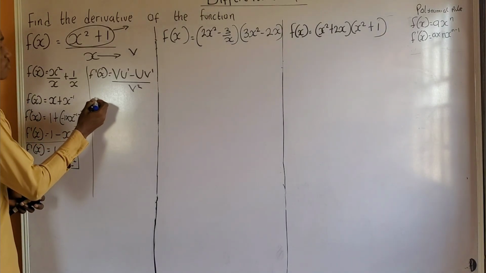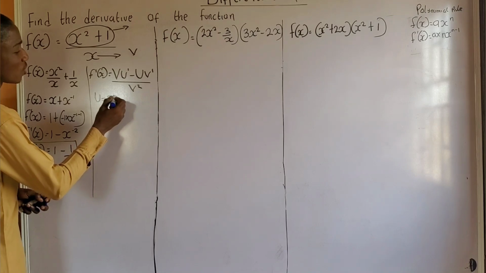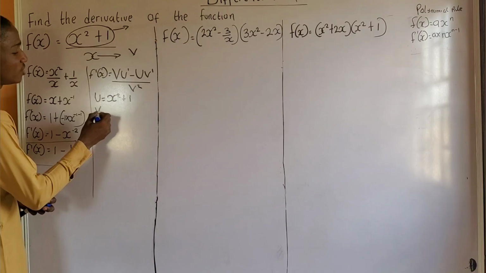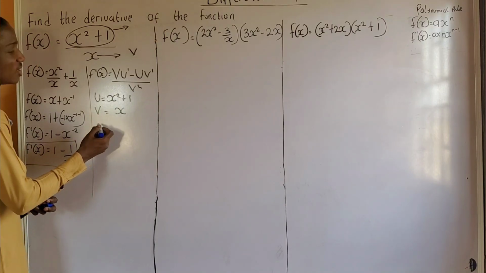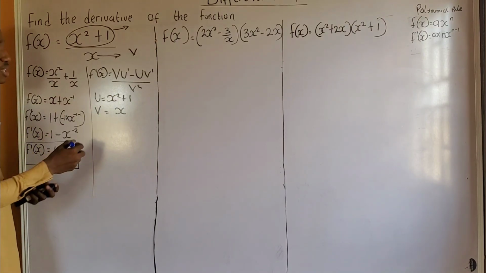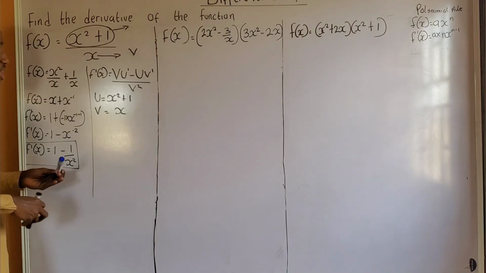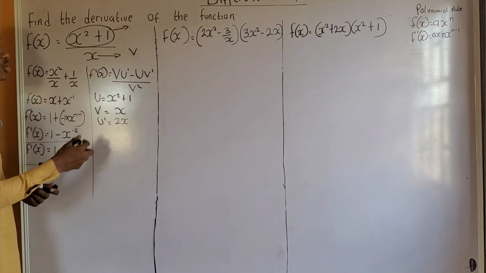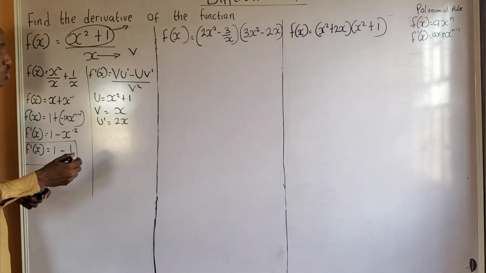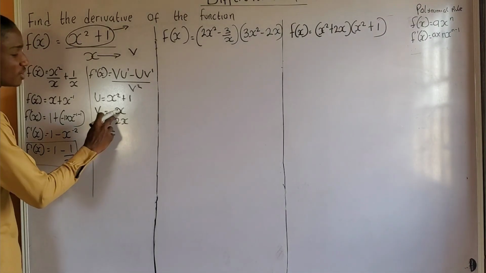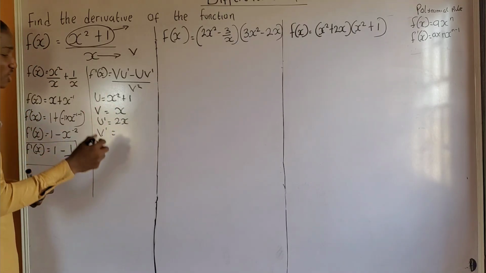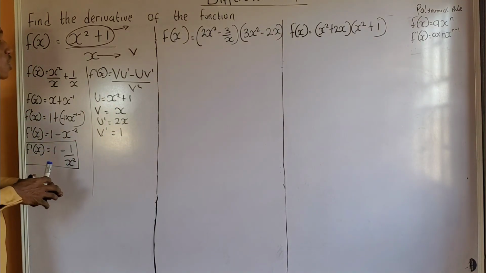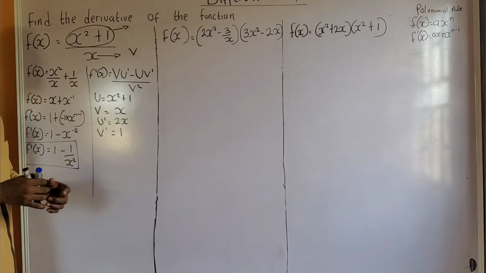For this, I'm going to have u equals to what? The numerator. U is the numerator, x squared plus 1, and v is the denominator, which is what? x. Are you getting it? Okay. Now, from this formula, we need to take the derivative of u, and the derivative of u will be equal to 2x, right? We still need the derivative of v. If you differentiate x, you are going to have 1. So, I'm going to have 1 here. The next step is that you just have to substitute the values into this formula. Are you getting it?